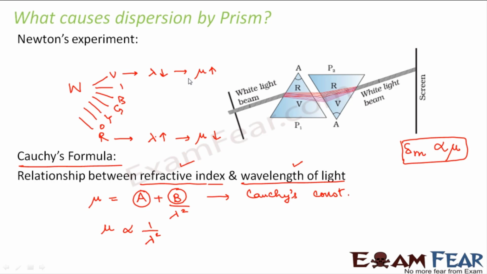That means the light, the color for which the refractive index is maximum, for that the angle of deviation will also be maximum. So therefore, violet will deviate the most. So violet color would deviate the most, and similarly in this case delta M would be minimum, and therefore red color would deviate the least.